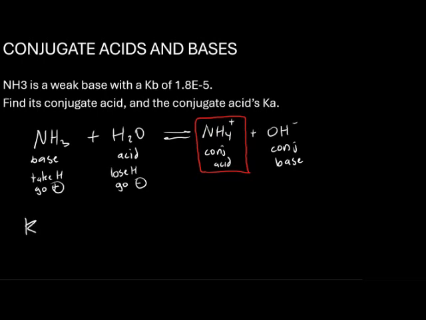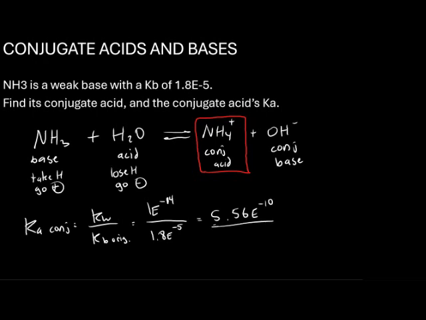We can say that the Ka of a conjugate acid is equal to K water divided by Kb of the original base. We can take K water again to be 1 times 10 to the negative 14th power, and Kb to be 1.8 times 10 to the negative 5th. If we divide this, we'll get 5.56 times 10 to the negative 10th power. Once again, notice that the strength of the conjugate acid is quite a bit weaker than our original base.